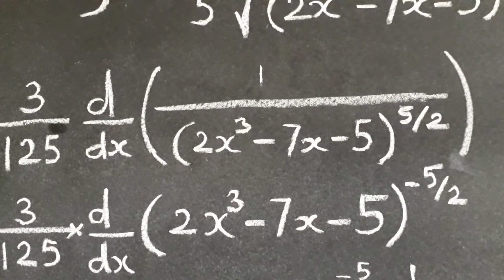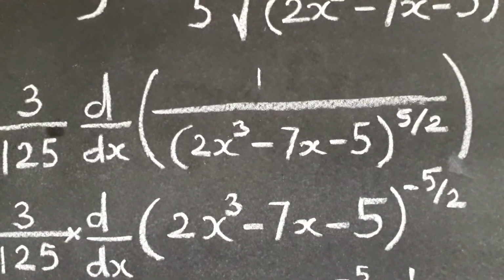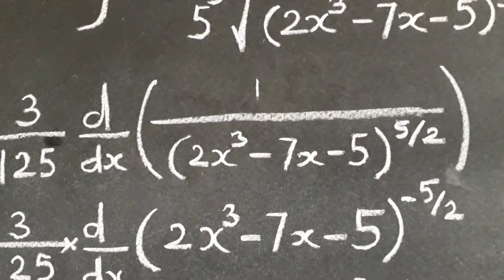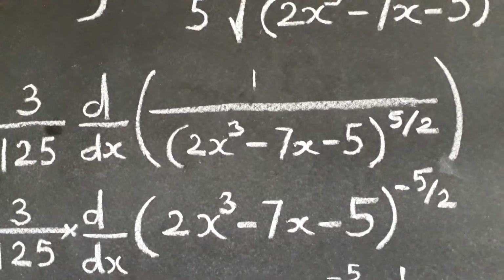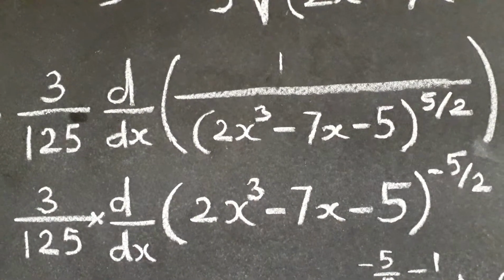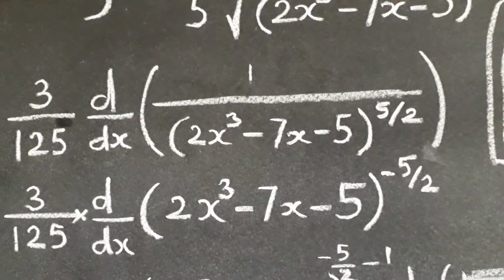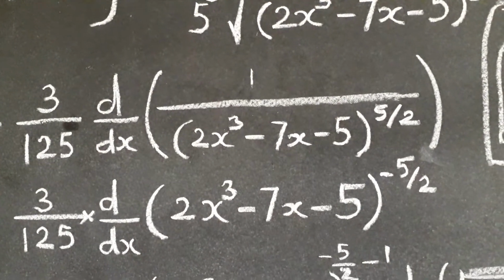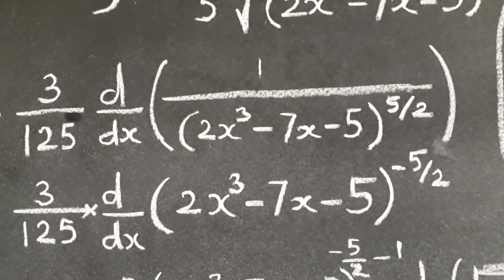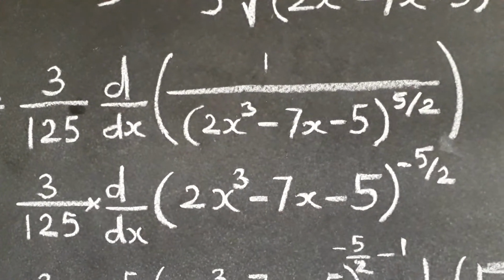1 upon a raised to minus n is a raised to n, wait, a raised to minus n is 1 upon a raised to n. So we are using that, and we are able to avoid the division rule. That is the great advantage here. Now after avoiding the division rule, there is no division over there, but what type of function is it?